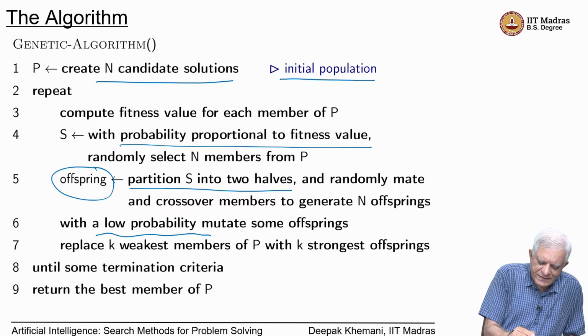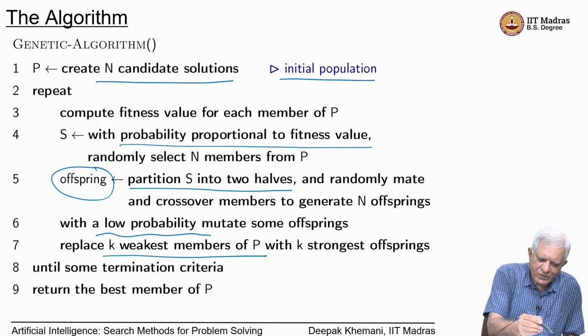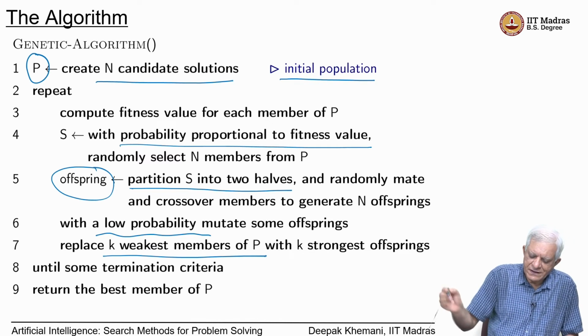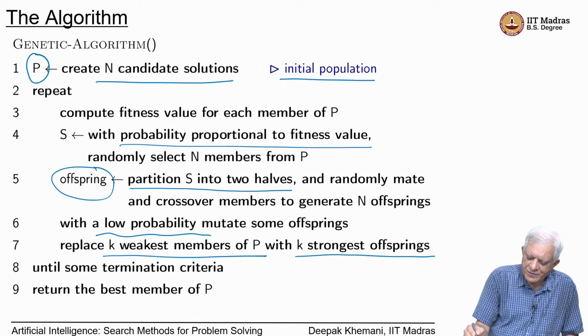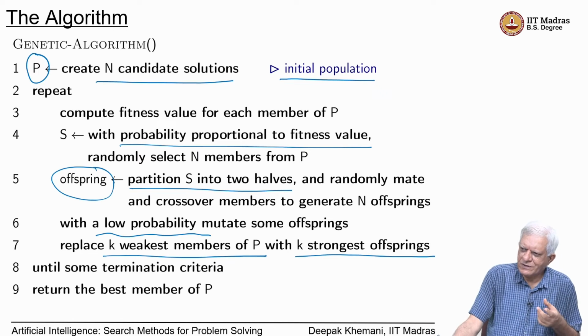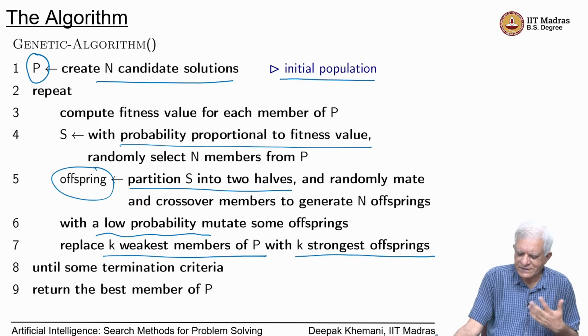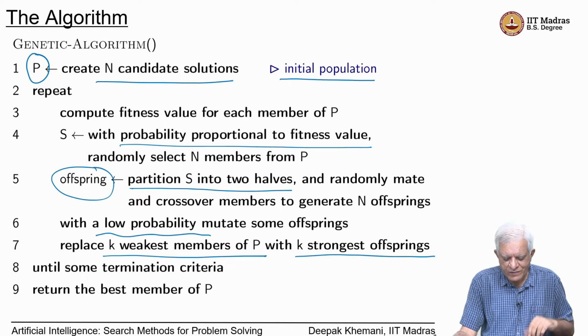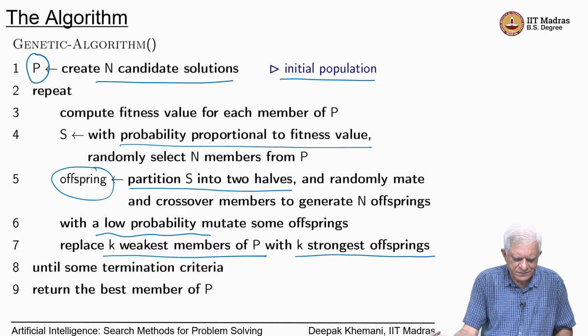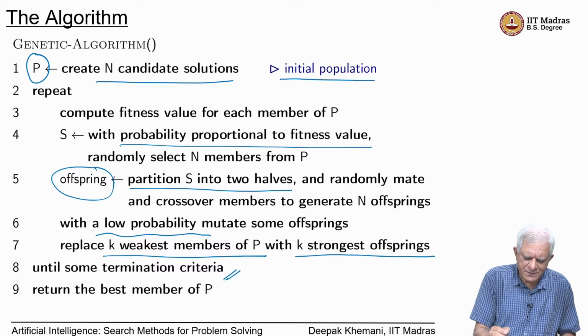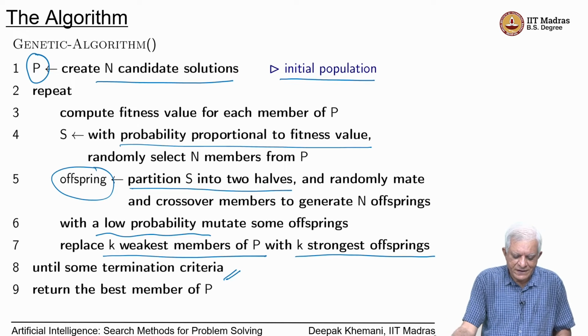Then we say replace the k weakest members of P, where P is the original population that we started with, with the k strongest offspring. This k could be equal to n also. In the sense, you could replace the entire population. But sometimes people do not do that. They keep the strongest elements of the original population always intact, because we want to keep the stronger ones there. And you do this until some termination criteria, and then return the best member of P.